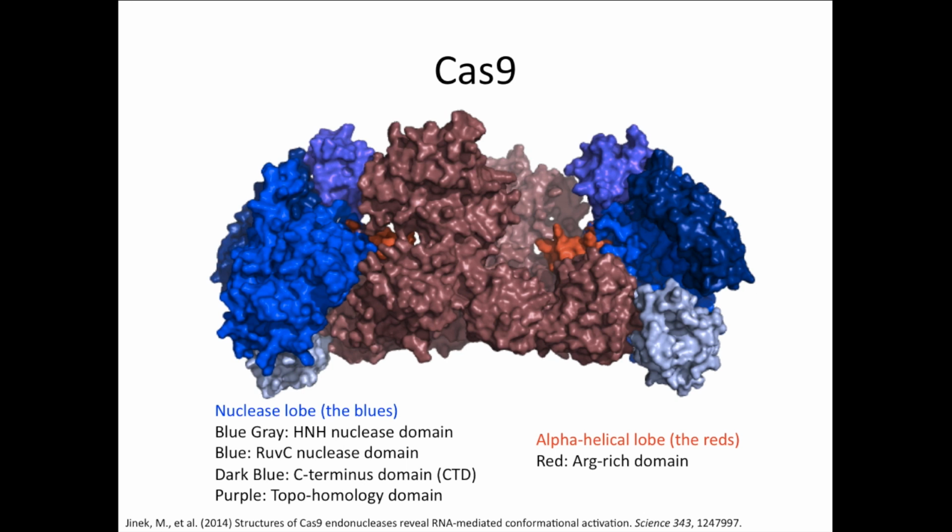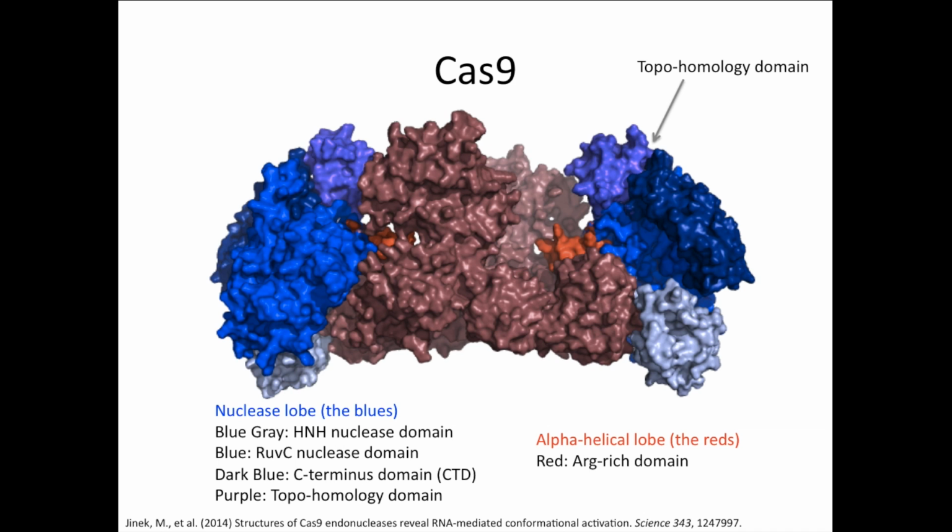The enzyme has two identical chains and each chain is bilobed. One lobe is an alpha helical lobe shown in the reds, and the other is a nuclease lobe shown in the blues. In the nuclease lobe, there are two structurally conserved nuclease domains responsible for DNA cleavage: the HNH nuclease domain in blue-gray, and the RuvC nuclease domain in blue. The HNH domain cleaves the complementary target strand, and the RuvC nuclease domain cleaves the non-target strand.